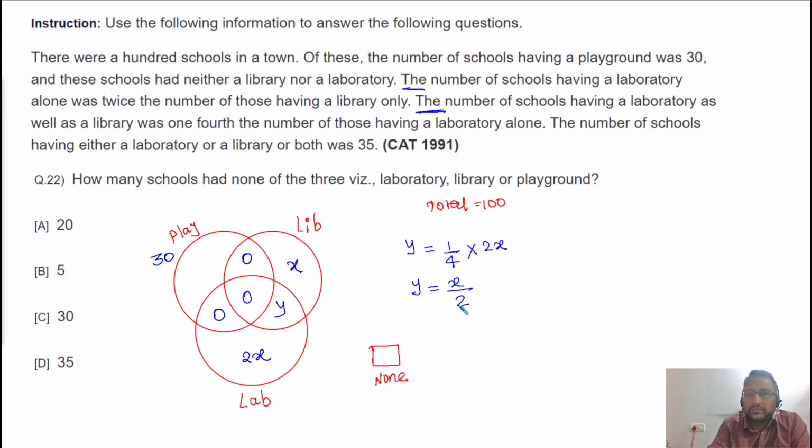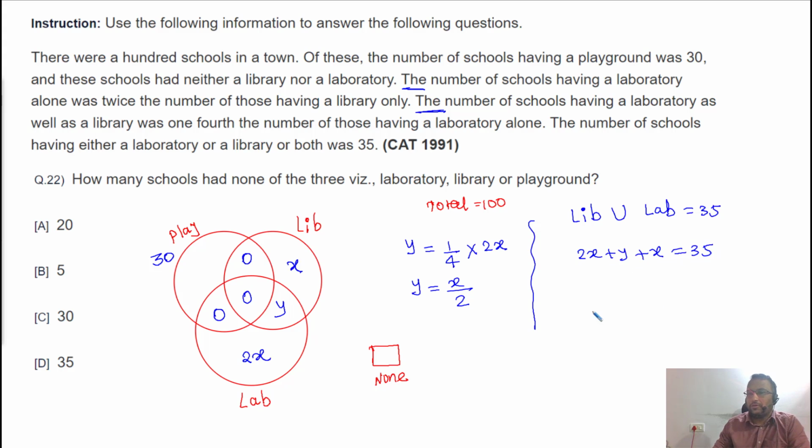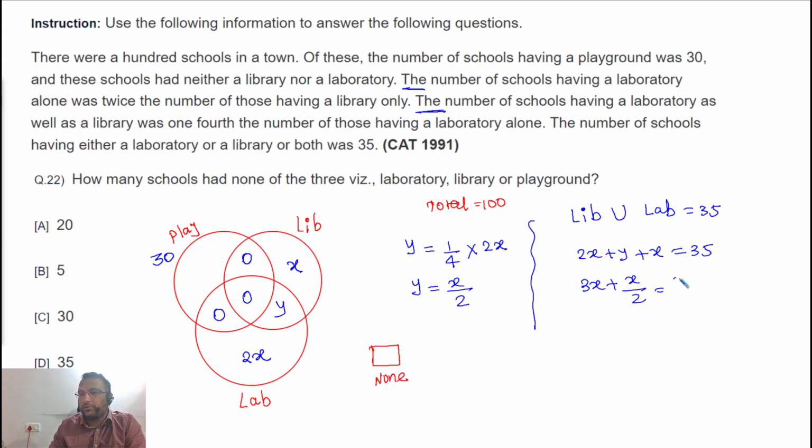The number of schools having either a laboratory or a library or both is 35. So what is 35, everyone? 35 is library union laboratory, which is equal to 35. So from this we can say that 2X plus Y plus X, this addition, is 35. So now we know 3X plus Y, where Y is equal to X divided by 2, is equal to 35, everyone. So 7X divided by 2 is equal to 35. The value of X is equal to 10.